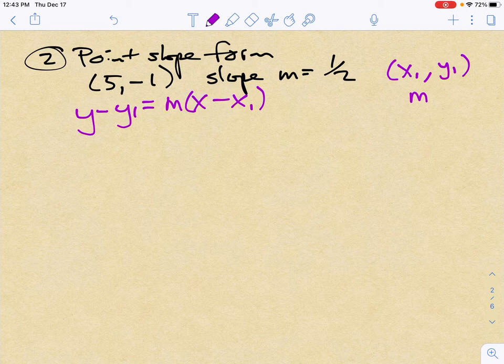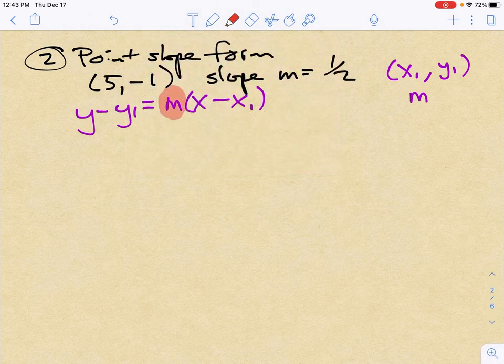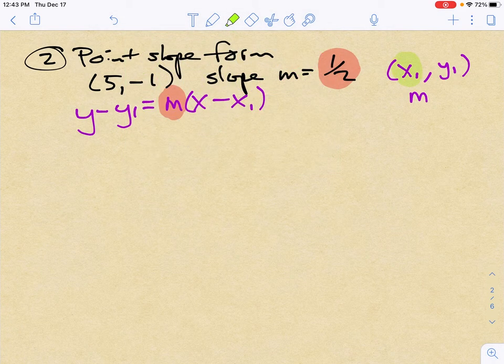So if we look at what they gave us, if I say that m is red, we've been using red, they gave me a slope. It's 1/2. It's right there. And then for my x1 and my y1, we'll color code those again. Do this for my x, we'll do the light green.